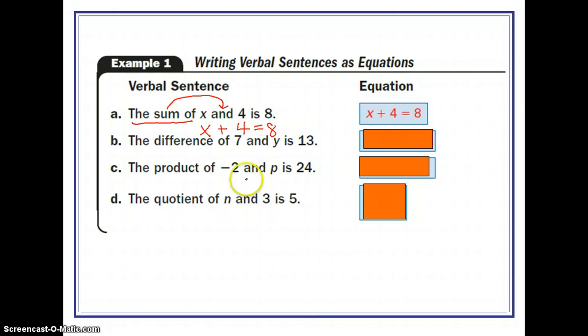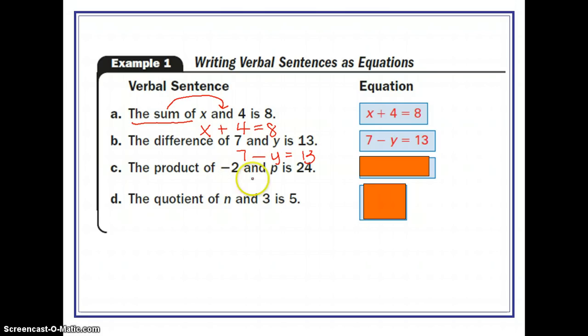The difference of is subtraction. Again, look for the and. Then bring down the numbers and variables. There's the is. Bring down the 13. You have 7 minus y equals 13.